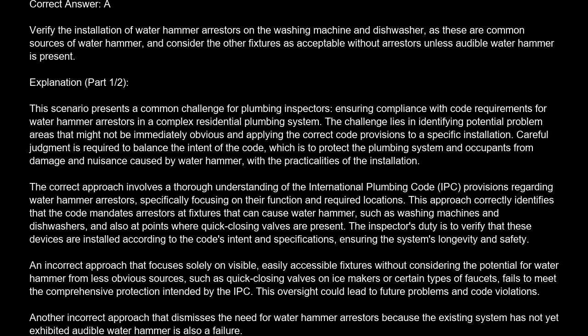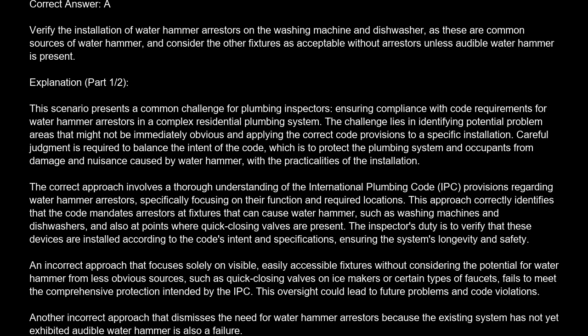The correct answer is A. Verify the installation of water hammer arrestors on the washing machine and dishwasher, as these are common sources of water hammer, and consider the other fixtures as acceptable without arrestors, unless audible water hammer is present. Explanation. This scenario presents a common challenge for plumbing inspectors, ensuring compliance with code requirements for water hammer arrestors in a complex residential plumbing system.